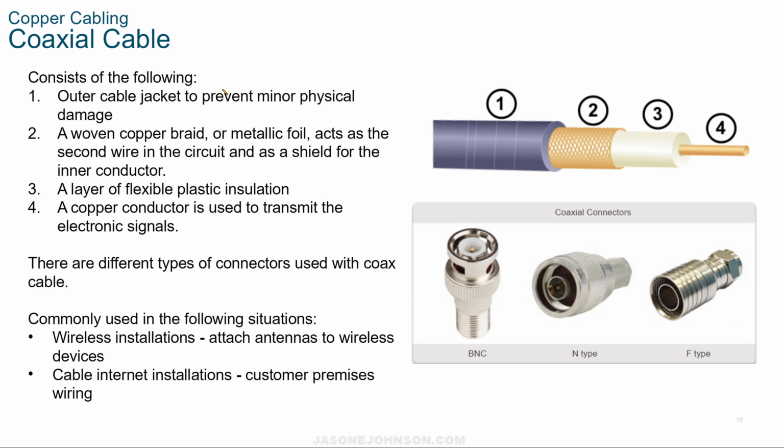And then finally, we look at coax cable. The outer cable of a coax cable prevents minor physical damage, and a woven copper braid or metallic foil, what you see right there that I'm marking, acts as the second wire in the circuit, and it also acts as a shield for the conductor. A layer of flexible plastic insulation wraps around the inner copper core. And there are different types of connectors that we use: the BNC, the N-type, and the F-type.